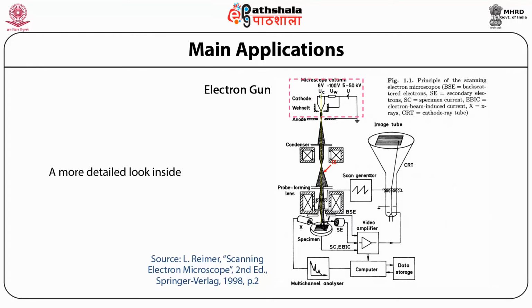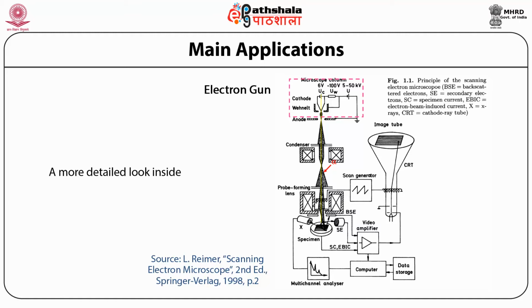So let us see a more detailed look inside a scanning electron microscope. This figure shows the principle of scanning electron microscopy, where we have an electron gun to produce the electron beam, which passes through the condenser lenses to focus the beam, and then it is focused on probe forming lenses, and then through BSE. BSE is what? BSE is backscattered electrons. And then SE are the secondary electrons which are focused onto the specimen.